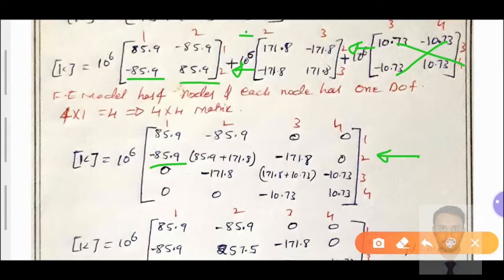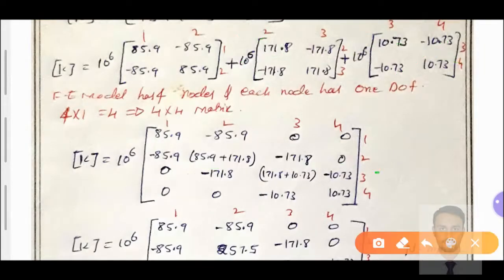Similarly, the second row, second column: we have 85.9 plus, in the second matrix, the second row, second column value, which is 171.8. 85.9 plus 171.8 equals 257.5. Then the second row, third column value is minus 171.8. Further, we don't have any fourth column for this row position, so the second row, fourth column value is 0 based on the condition, right?